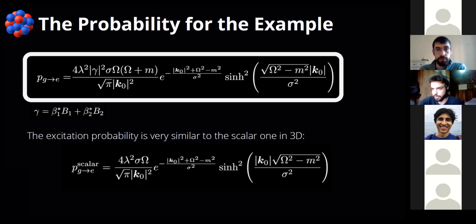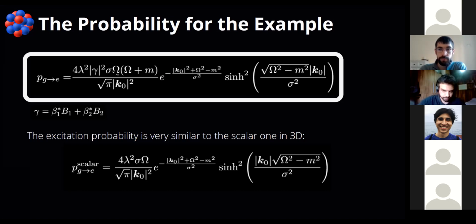I didn't even bother plotting this because it's exactly the same plots that we had, except for this factor here that really influences very little the shape of the plot. So this means that once again, we have resonance at omega equals square root of k0 squared plus m squared, and everything else works exactly like the massive scalar case, but filtering out only the antiparticle content of the state of the field.